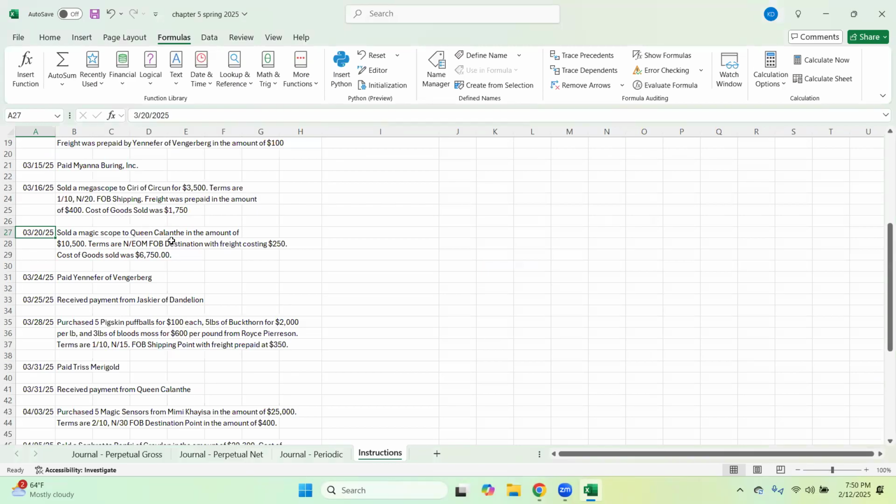3/20, we sold a magic scope to Queen Calanthe in the amount of $10,500. Terms are net end of month, FOB destination with freight costing $250. Now here, this is something different. Cost of goods sold was $6,750. So here we go.